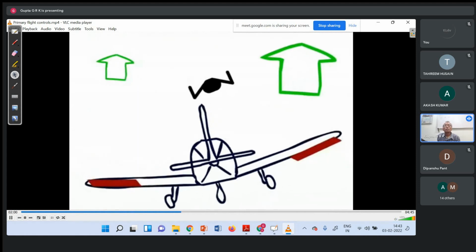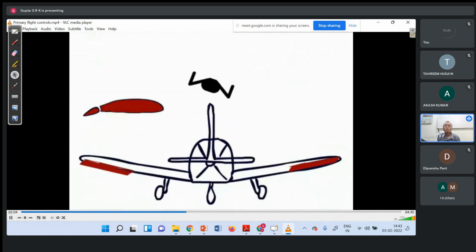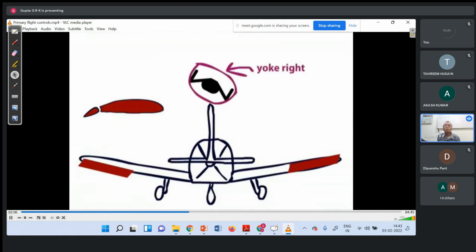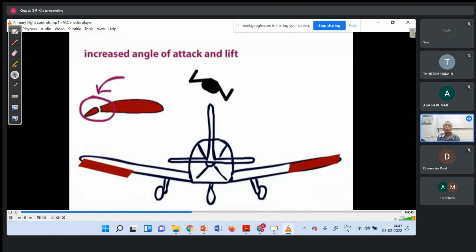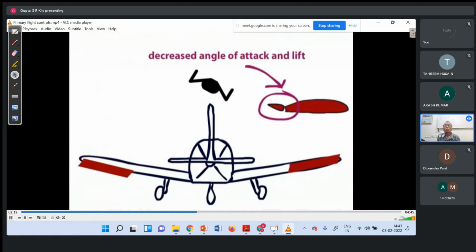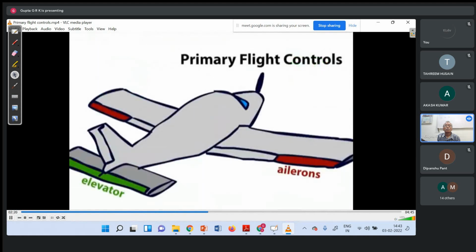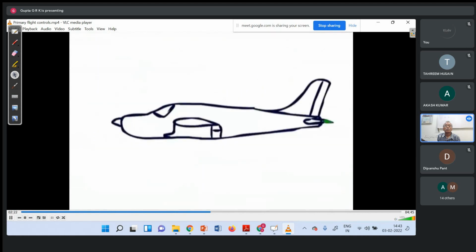Rolling to the right just reverses everything. Move the yoke right, and the left aileron goes down, which increases the angle of attack and lift on the left wing. The right aileron goes up, which decreases the angle of attack and lift on the right wing. So the aircraft will roll to the right. Next, we will look at the elevator. In this picture, we are looking at the aircraft from the side.